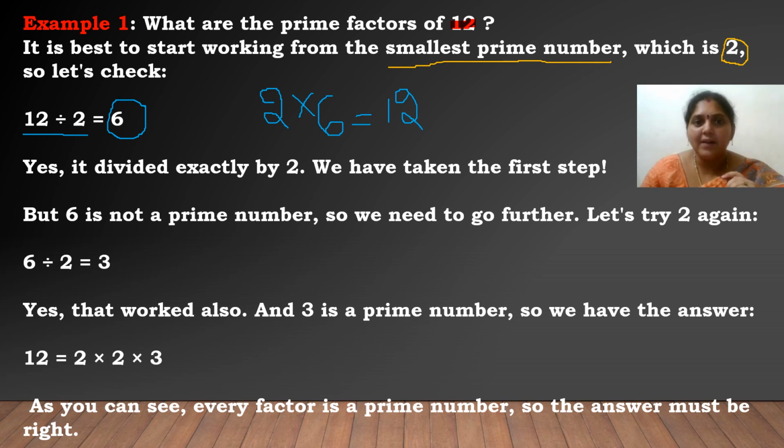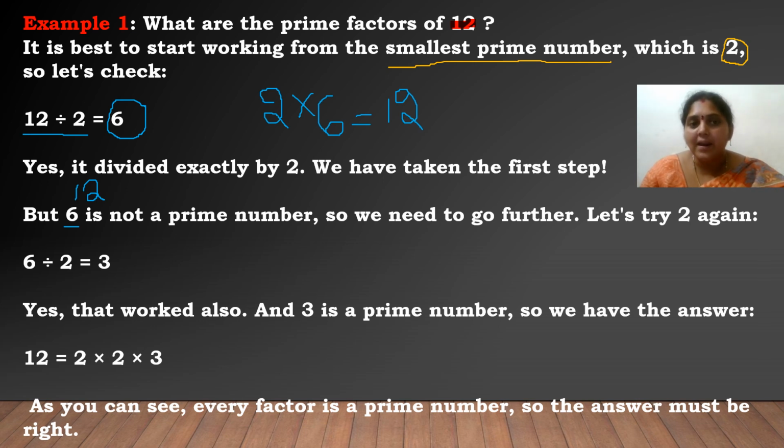Yes, 12 divided exactly by 2. We have taken the first step. But 6 is not a prime number, so we need to go further. Yes, we have to do further. 6 is not a prime number, as I told you. Now, what do we have to do?